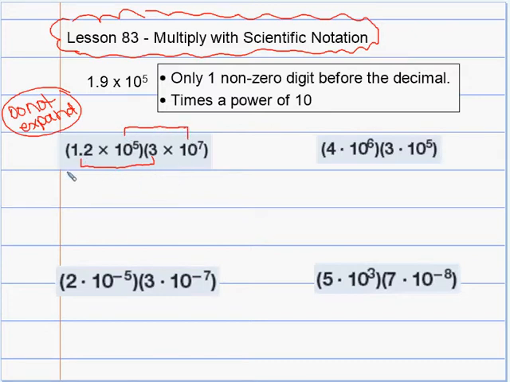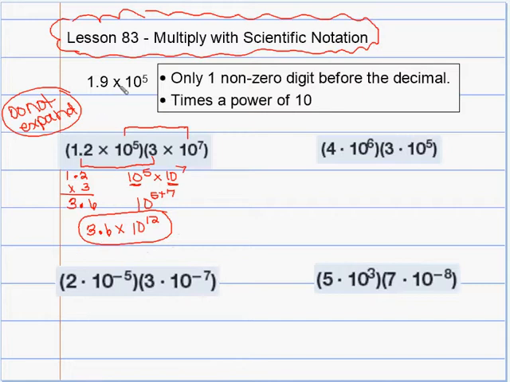So what we are really doing here is 1.2 times 3, which is 3.6, and then we are going to take 10 to the 5th power times 10 to the 7th power. Now remember that since our bases are the same, we keep the base and we add the exponents. So this is 3.6 times 10 to the 12th power. And we're done. And I can say we're done because I have one non-zero digit in front of the decimal and I have a power of 10.